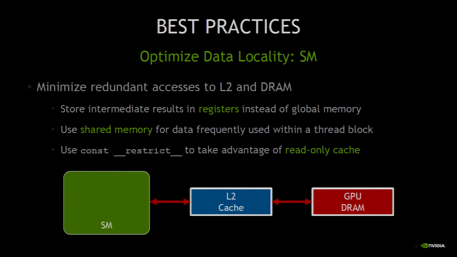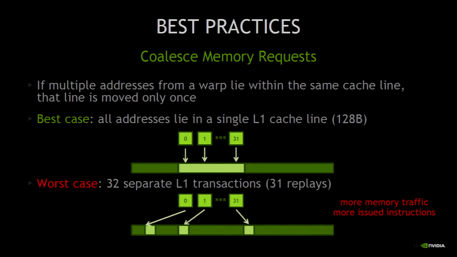And this is just a few examples. I mean, there are lots of different ways you can optimize for the data locality on the SM. Now, assuming you moved as much data as you could to the SM and kept it there, you still need to access the global memory anyway, right? And so the key point here is you need to make this memory access as efficient as possible.